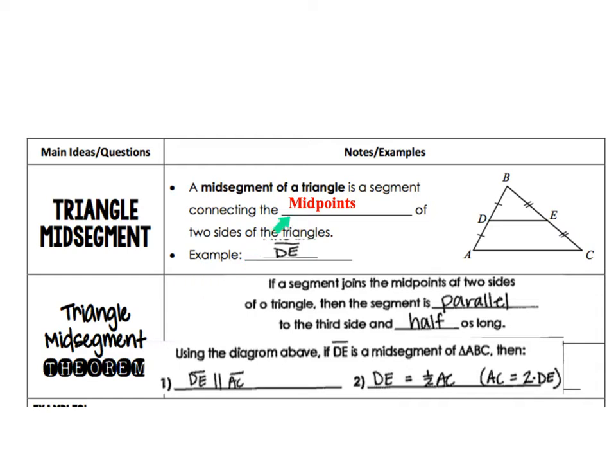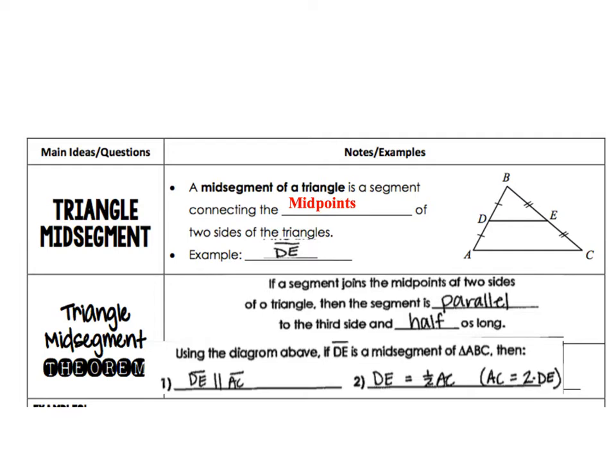Here we have the mid-segment of a triangle. We have mid-segment and we have a mid-segment theorem. So what is a mid-segment of a triangle? It is a segment that connects the midpoints of the two sides of a triangle.